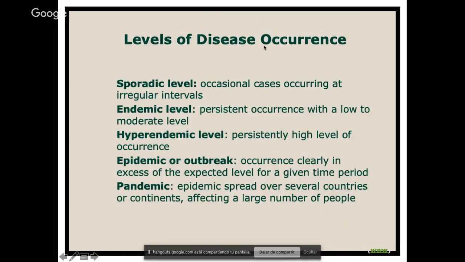In the level of disease occurrence, we have sporadic, that is occasional cases occurring at irregular intervals. Then we have endemic, a persistent occurrence at a low or moderate level. Hyperendemic, a persistently high level of occurrence. Epidemic or outbreak occurs in excess of the expected level for a given period of time. And pandemic is when the epidemic spreads over several countries and continents.